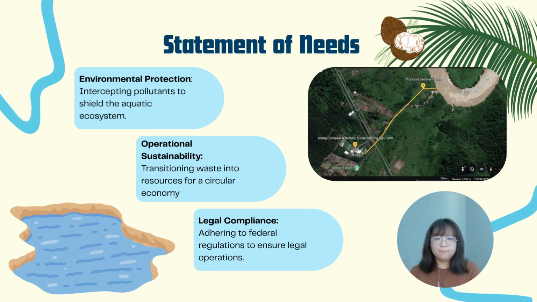Right now, the farm has no proper treatment system and simply stores the wastewater in a pond. This is a major risk because the farm is expanding and sits right next to the Sungai Sabang. So our proposed treatment plan solves this based on three pillars: environmental protection, operational sustainability, and legal compliance.